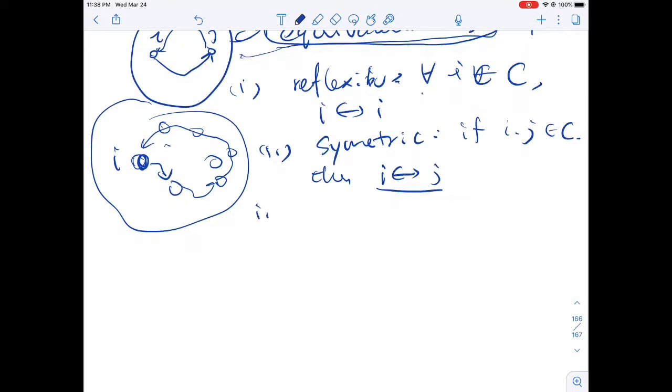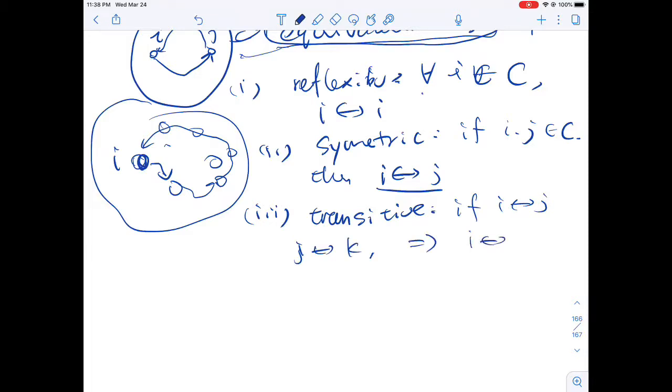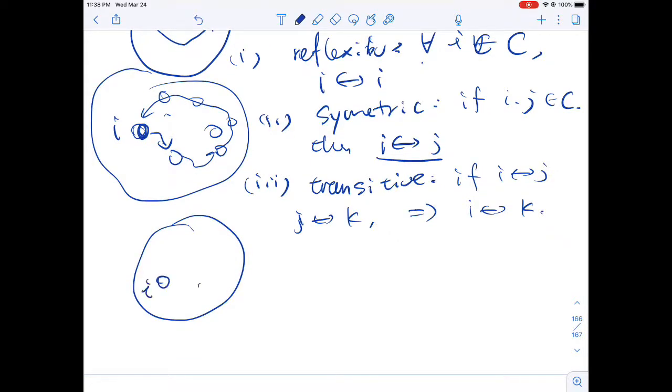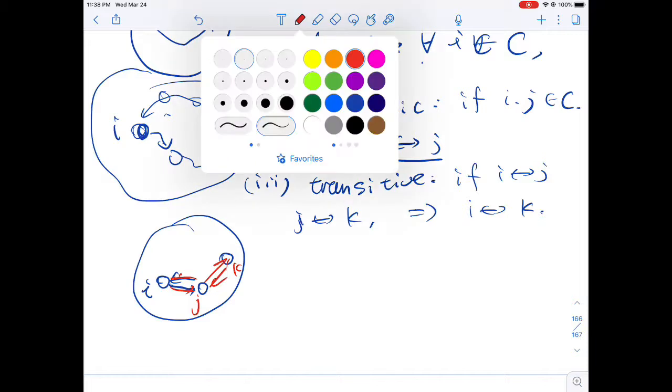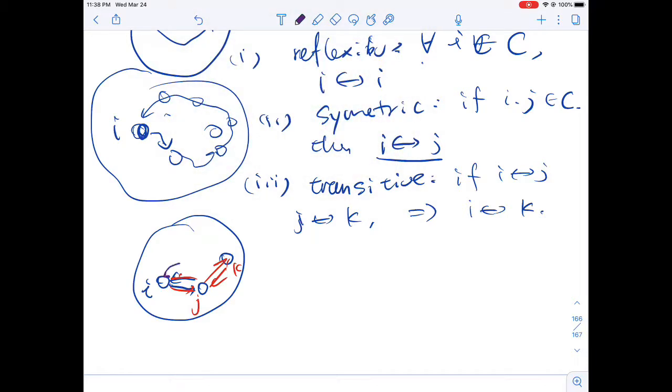And the third one would be transitive. Sorry that I'm not able to pronounce this very well. That basically means that if i and j communicate with each other, and j and k communicate with each other, then that implies i and k communicate with each other. That's pretty straightforward too. I already know that I can move from i to j, and from j to k it's also movable. Obviously that implies I can move from i to k by moving from i to j and then j to k.